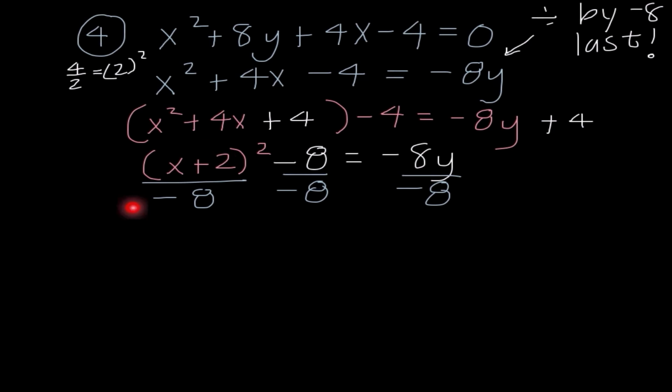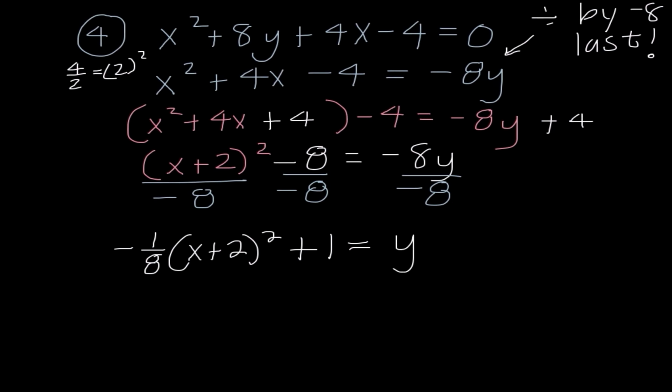Now my leading coefficient, my coefficient for that term, is 1 over negative 8. So I'm going to write negative 1/8 times (x + 2) squared + 1 = y. Now this is in our correct form, so I can go ahead and list my characteristics. So we are going to say our vertex. Inside the parentheses I have an x, so that means that negative 2 becomes my x value, so negative 2, 1.